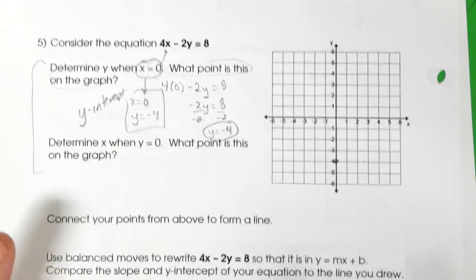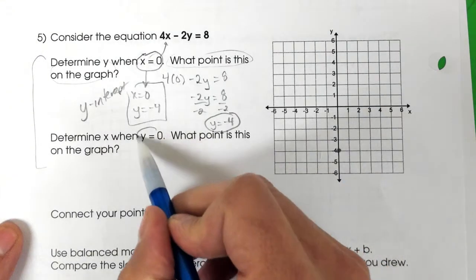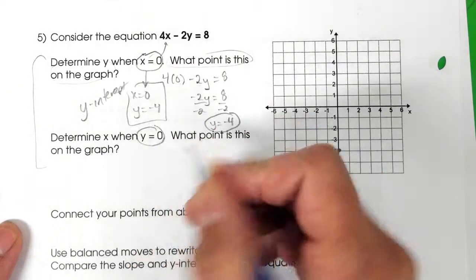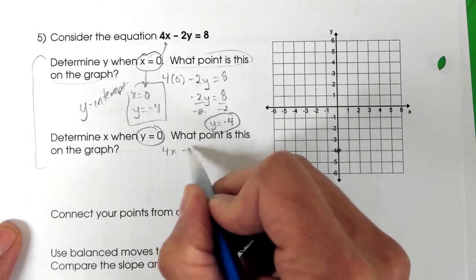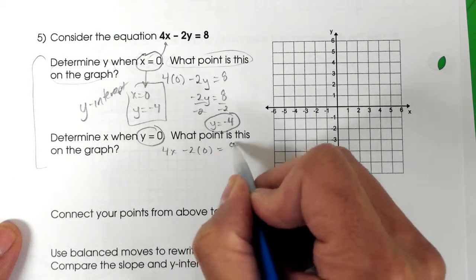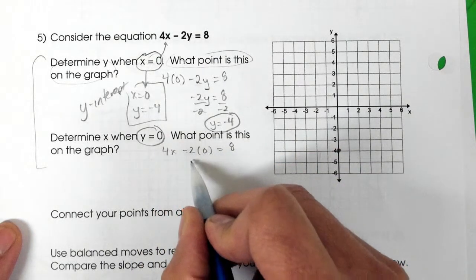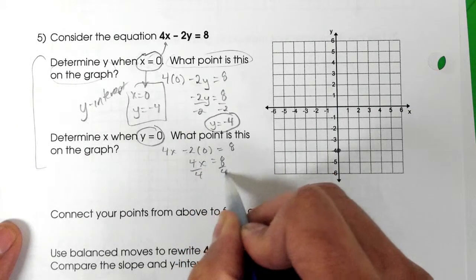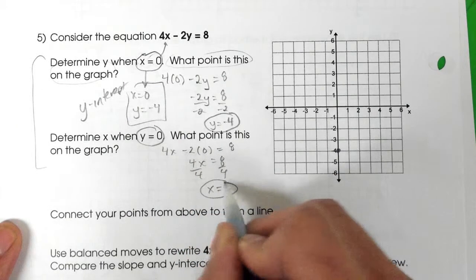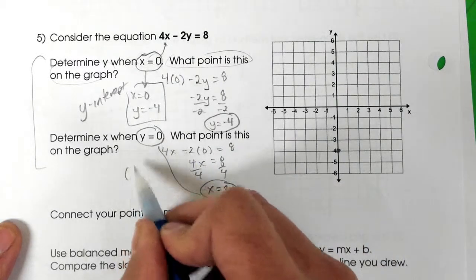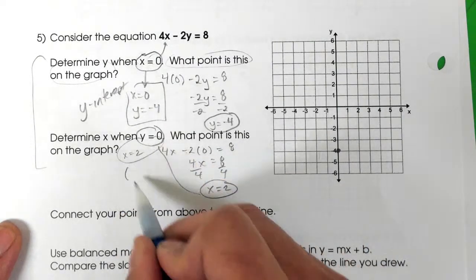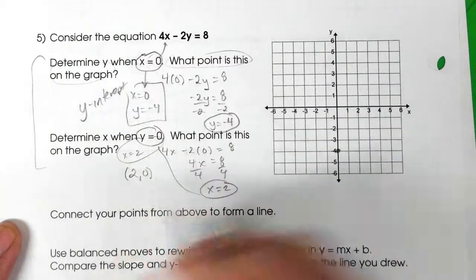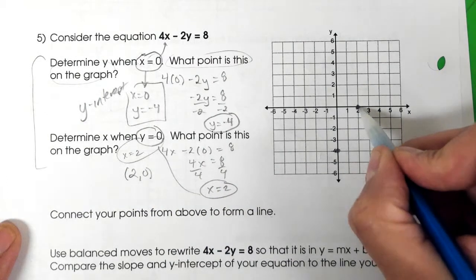The second part has us putting in a 0 for y. Okay, so let's see what that looks like. 4x minus 2 times 0 equals 8. Negative 2 times 0 would be 0, so this just reads as 4x equals 8. And when we divide by 4, we get x equals 2. Okay, so we're going to put those together. When x is 2, y is 0. 2 comma 0. Okay, that's that point right there.